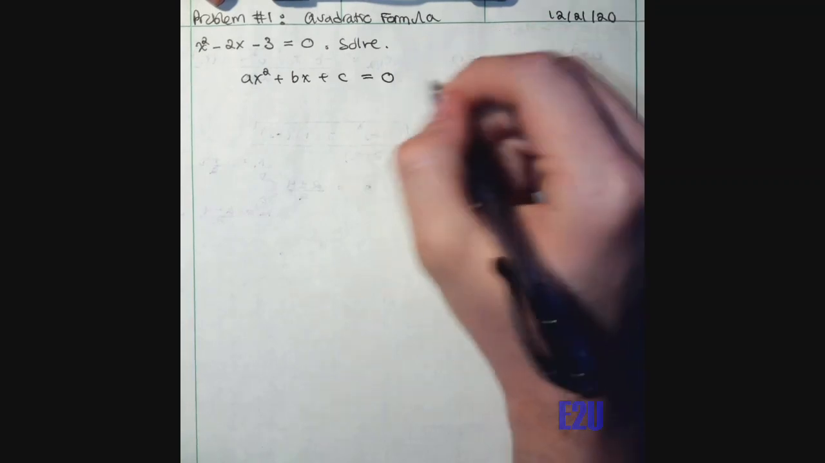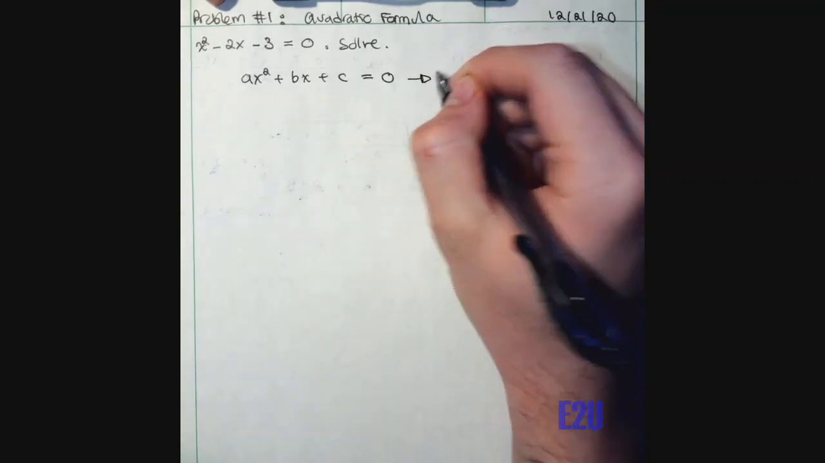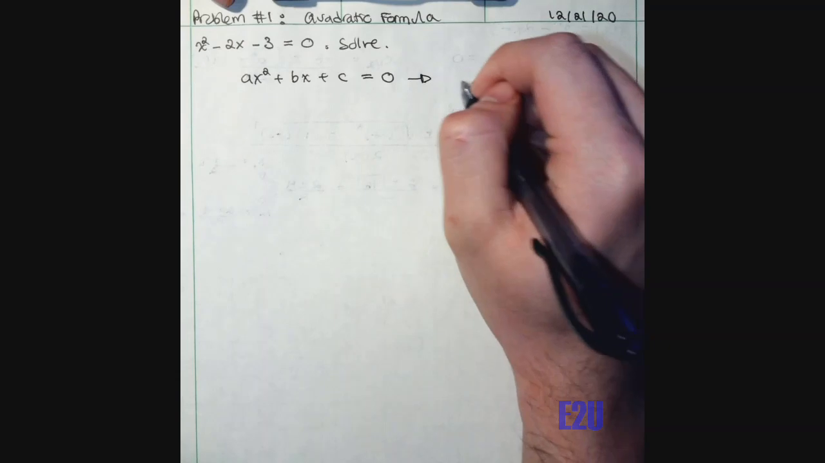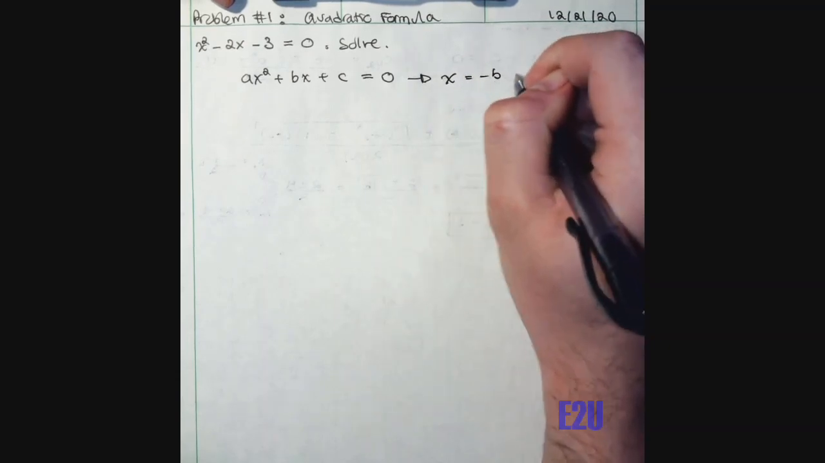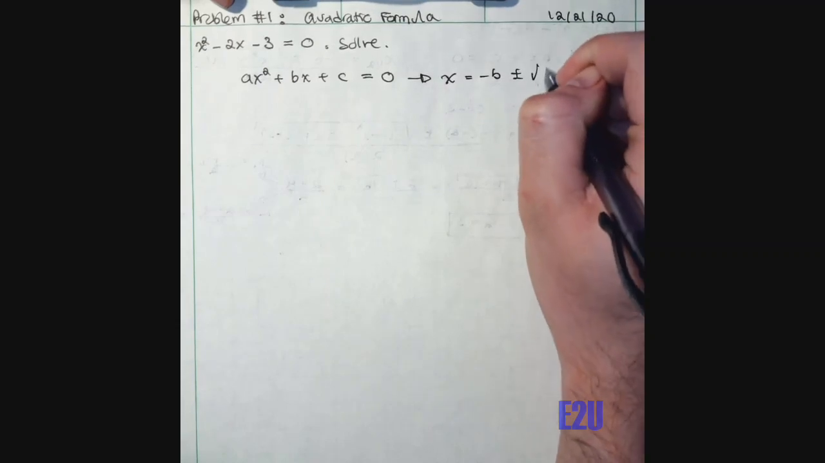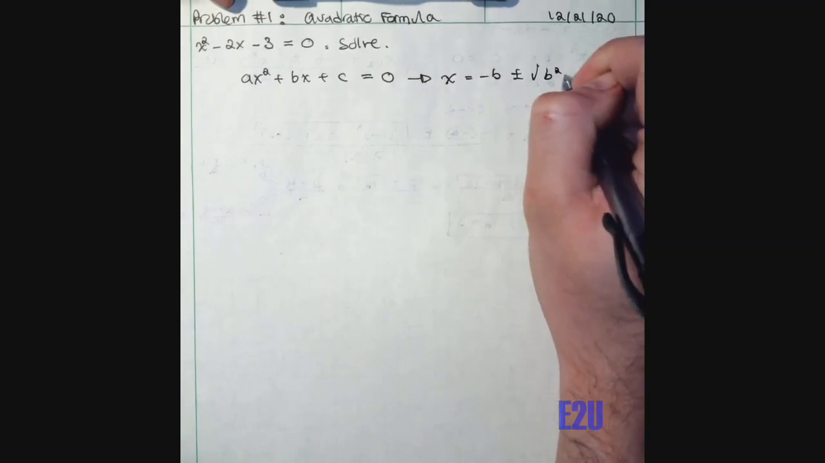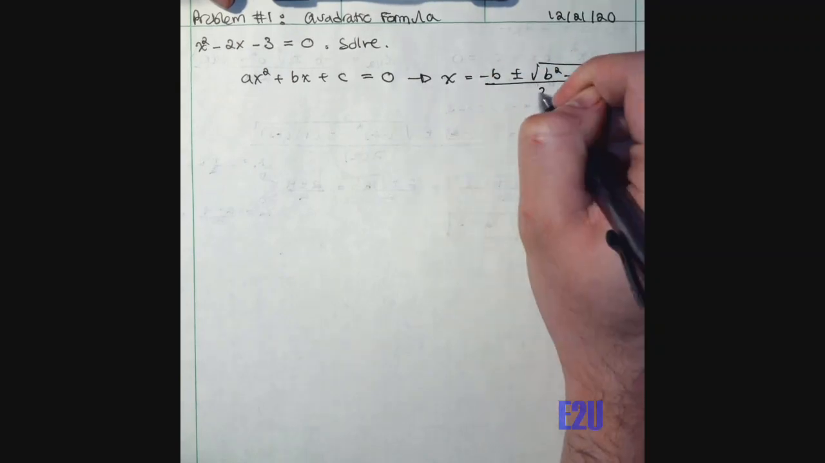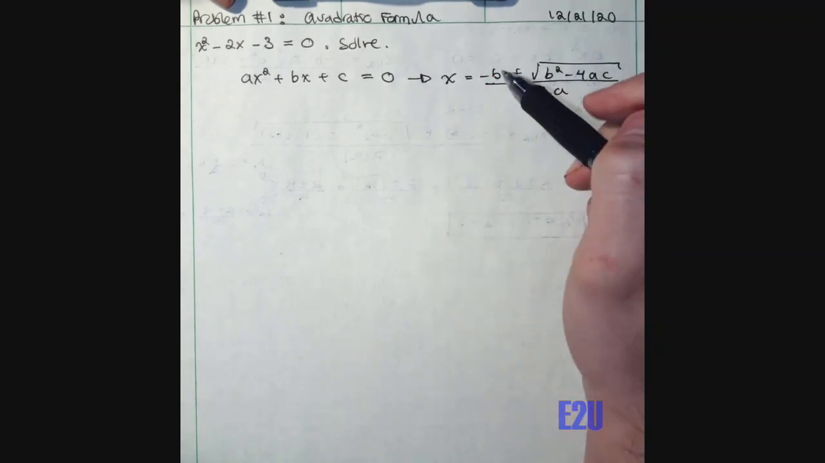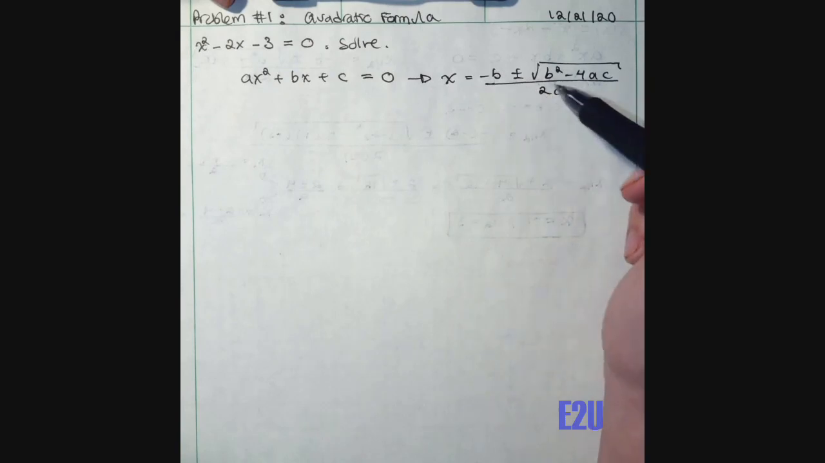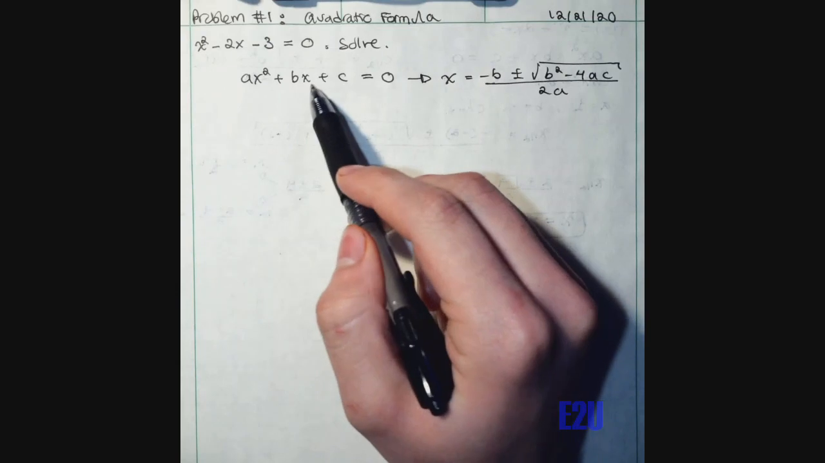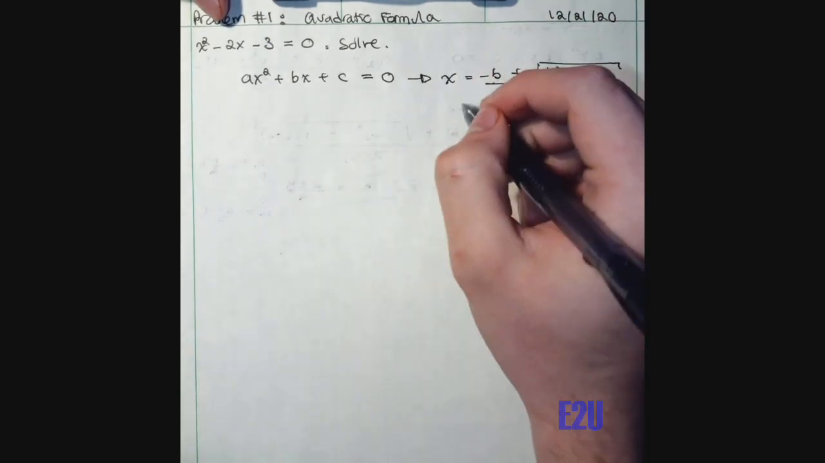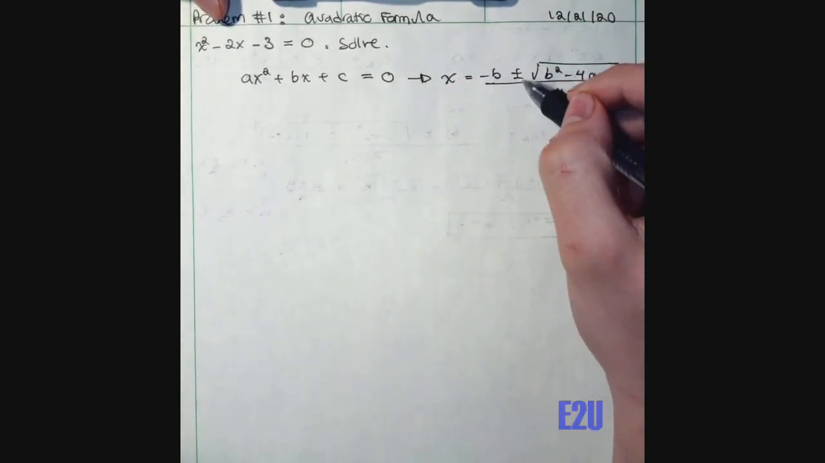The solution to this equation, which is in standard form, is x equals minus b plus minus the square root of b squared minus 4ac, divided by 2a. And these terms b, a, and c are the coefficients that appear in this equation. Notice how it's the plus minus.